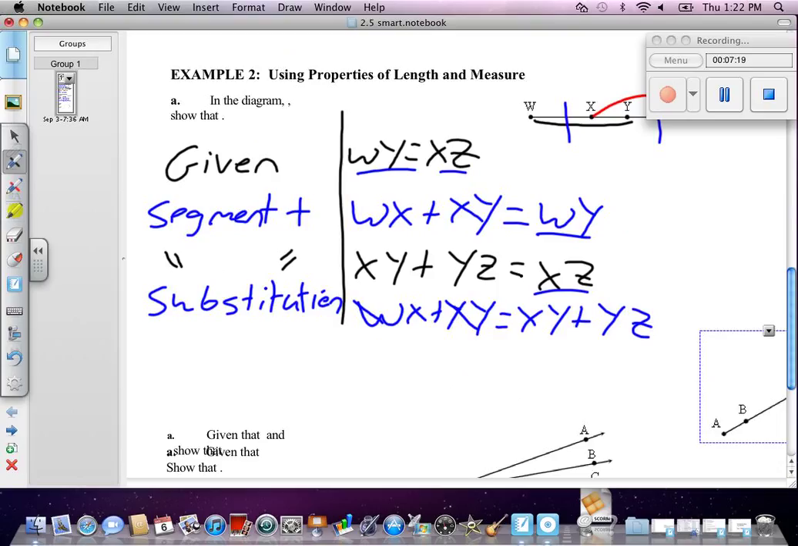Okay, so now what I'm going to do is subtract. I'm going to subtract XY from both sides, and I'm left with WX equals YZ.